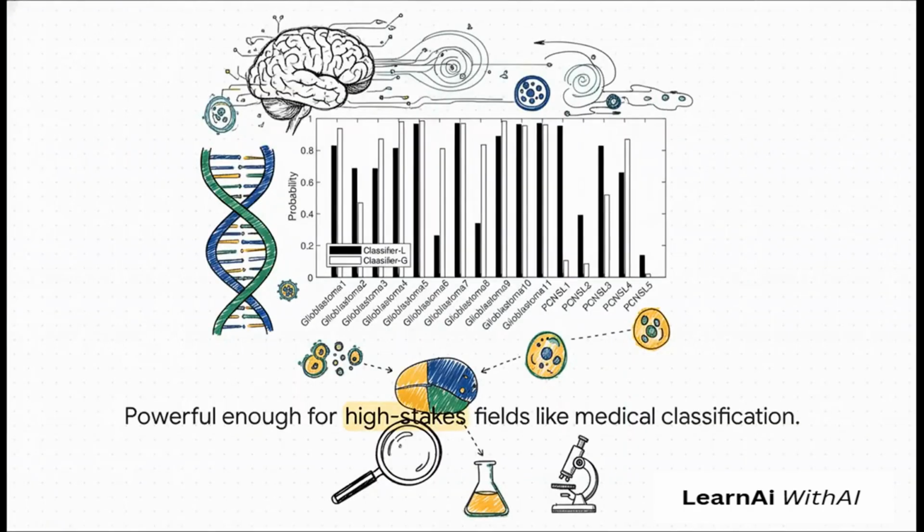And believe it or not, its power goes way beyond your inbox. This so-called naive approach is tough enough for really high-stakes fields like medicine. It helps classify diseases based on patient symptoms. And why is that? Because it's fast, and maybe more importantly, the results are way easier for doctors to actually understand than the output from some mysterious black box AI. It just goes to show you don't always need the most complex tool to solve a complex problem.